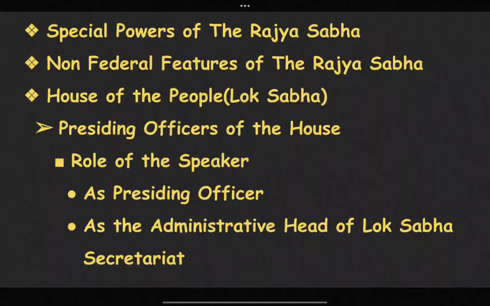The Protem Speaker has the right of casting vote in the Speaker's election. The Speaker does not take oath as a Speaker, but as the Member of Parliament along with the other members.